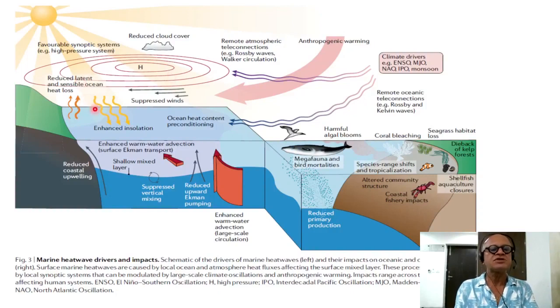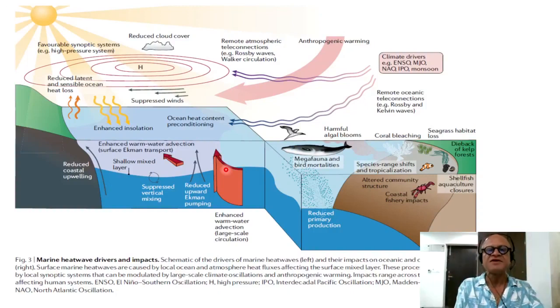So you can have reduced latent and sensible heat fluxes and drive enhanced warm water advection through surface Ekman transport, as we talked about. So you can make the mixed layer shallower by suppressed vertical mixing, because you have reduced the turbulent kinetic energy of the winds, and you have stabilized the surface by increased heating, reduced heat loss. So you have reduced upward Ekman pumping and enhanced warm water advection through the large scale circulation.